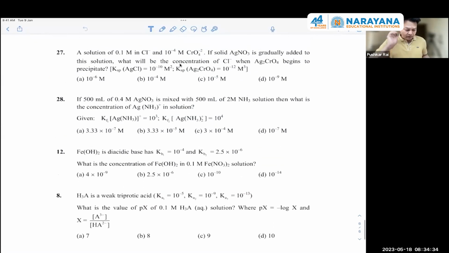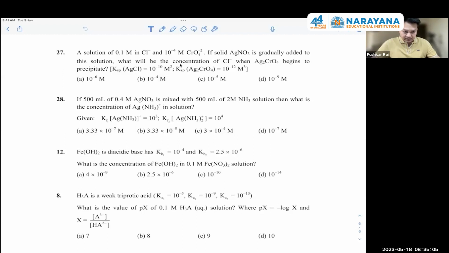A solution of 0.1 M Cl⁻ and 10⁻⁴ M CrO₄²⁻. If solid AgNO3 is gradually added to this solution, what will be the concentration of this? Similarly, 500 mL of 0.4 M AgNO3 is mixed with 500 mL of 2 M NH3. So this comes in the part of solubility equilibrium, and in solubility it is selective precipitation, as well as some complexation equilibrium problem, some thought-based problems.